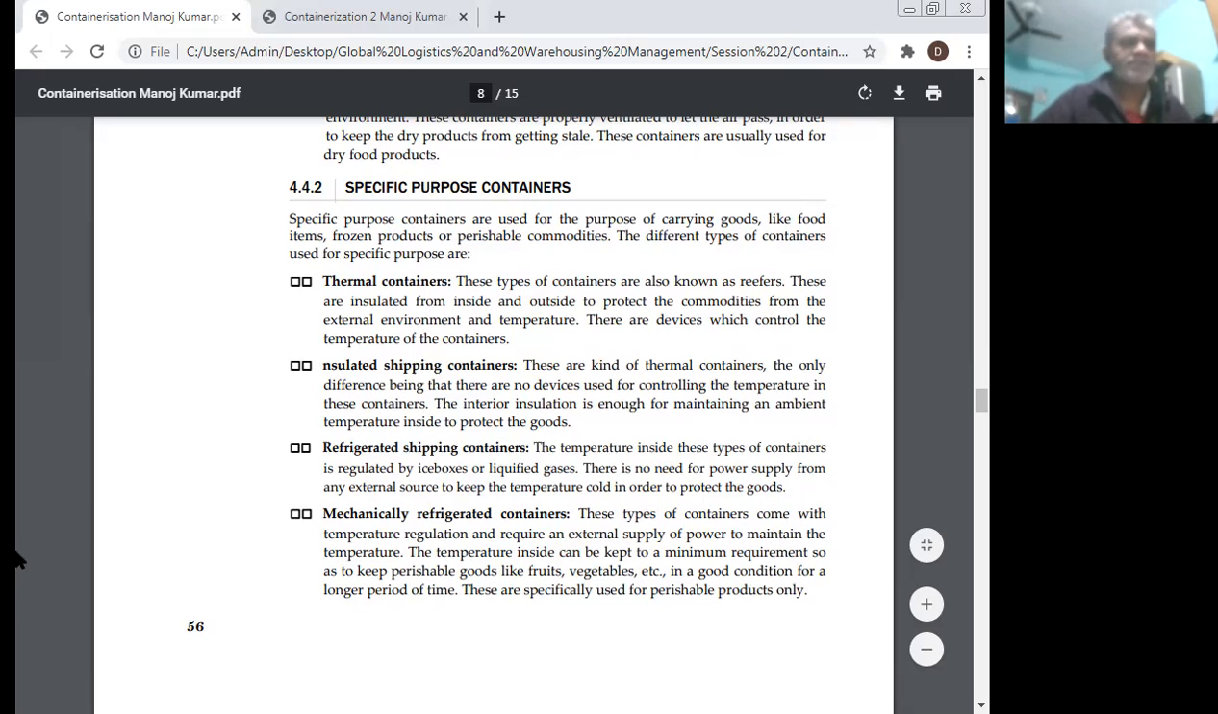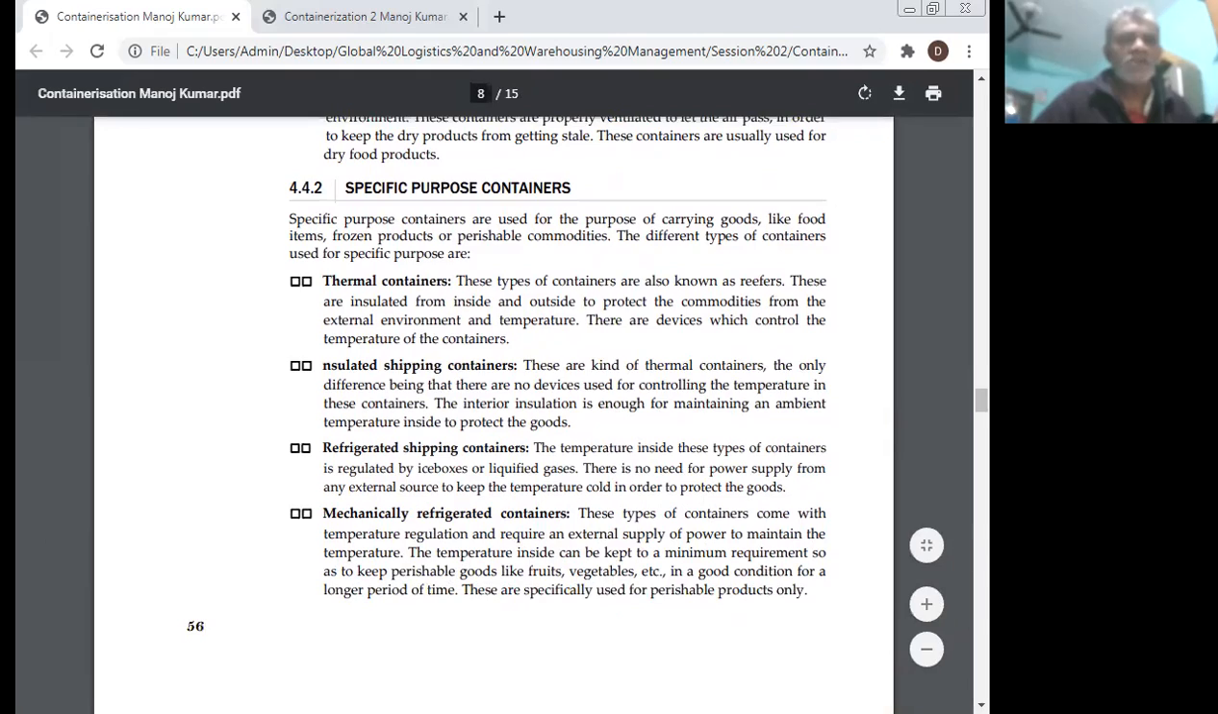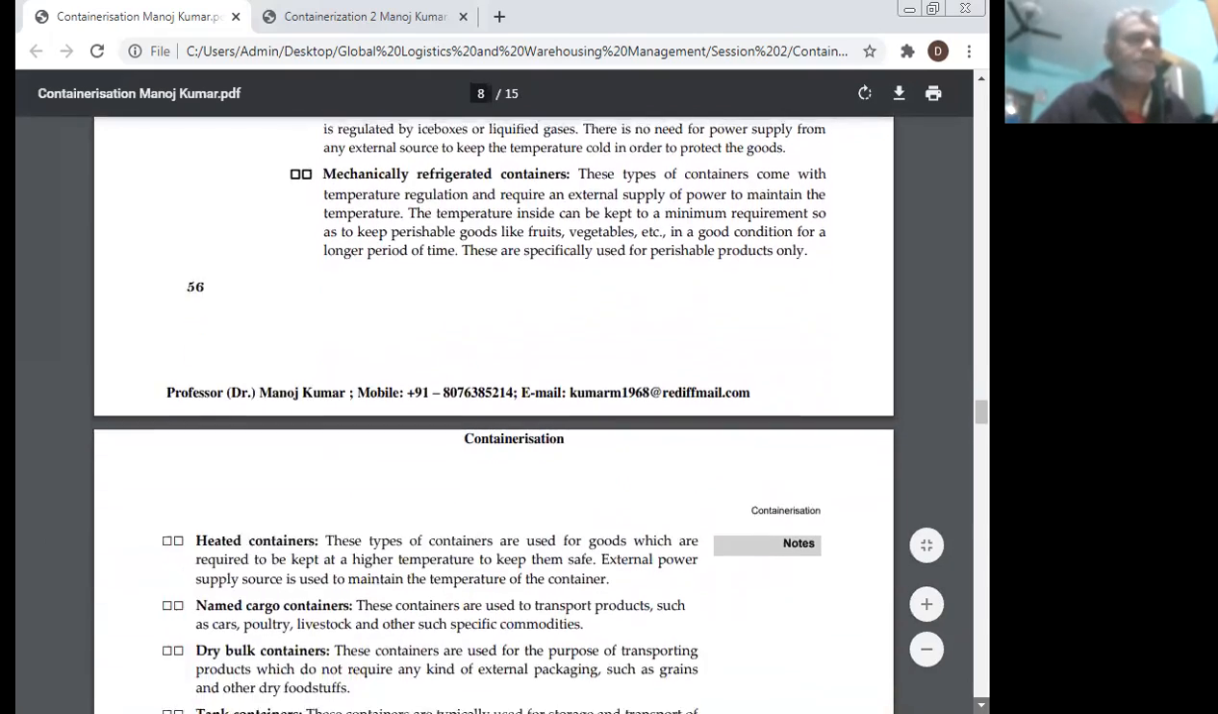to protect the goods. Mechanically refrigerated containers: these types of containers come with temperature regulation and require an external supply of power to maintain the temperature. The temperature inside can be kept to a minimum requirement so as to keep perishable goods like fruits, vegetables, etc. in good condition for a longer period of time. These are especially used for perishable products only.